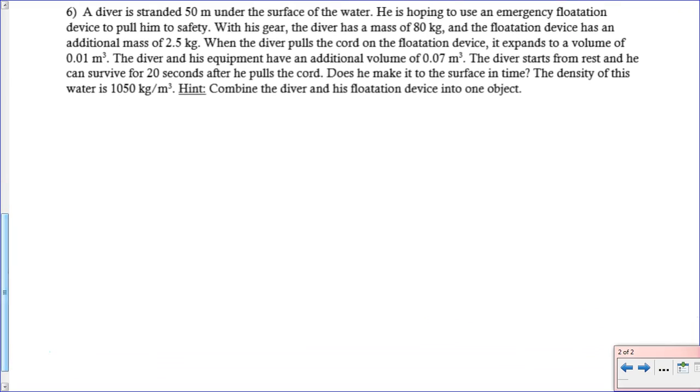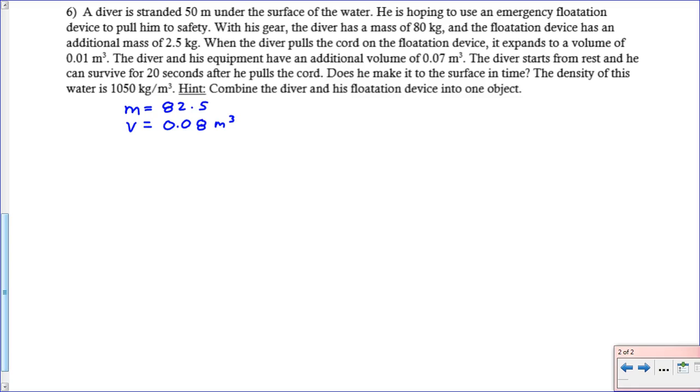Okay, so here's the deal. We're going to combine, it says, the person and their equipment with the flotation device to try and make it a little bit simpler here. The person and their equipment has a mass of 80 kilograms and the flotation device is 2.5. So together, the mass is equal to 82.5. I think that's good just to keep in mind. And the total volume of both things, once it's inflated, is 0.08 meters cubed. So that's something to consider as well.